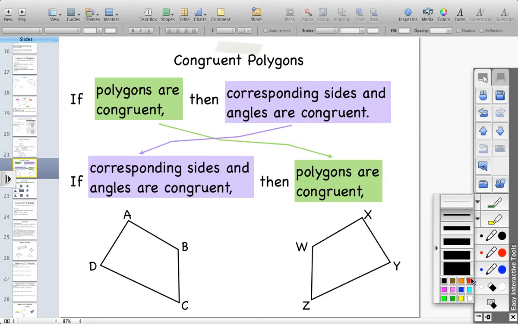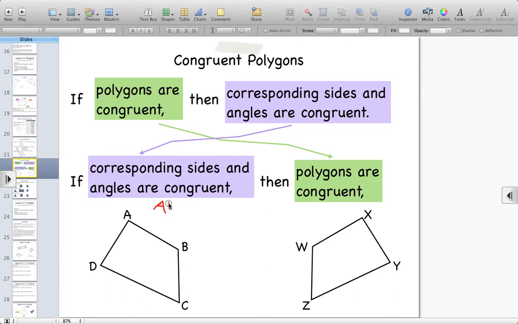And I notice that I have this quadrilateral ABCD, and I'm comparing it to the other quadrilateral. AB is congruent to WX. BC is congruent to WZ. CD is congruent to ZY. And then AD, or DA, however you want to say it, is congruent to XY. So I've proven that these are congruent to each other using my markings.